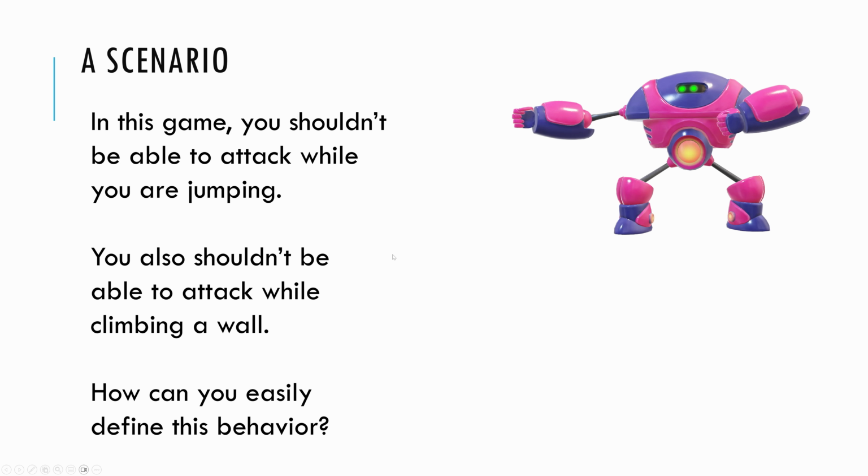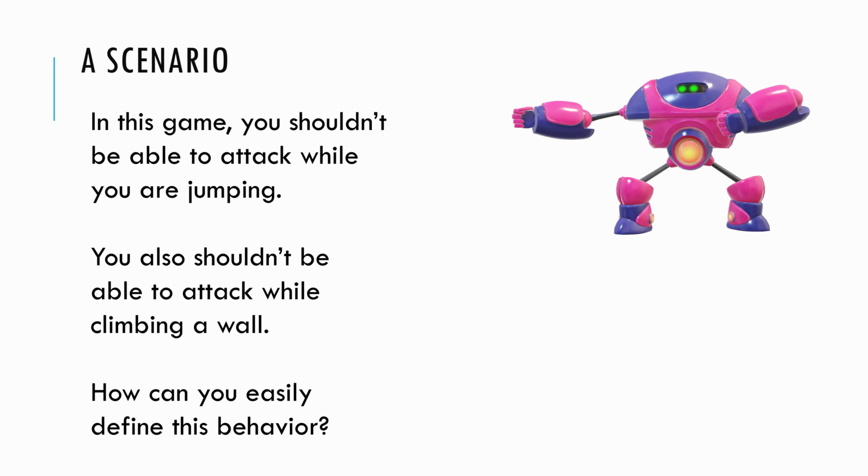In this game specifically, you shouldn't be able to attack while you're jumping. If the character jumps, they should not be able to attack. You also shouldn't be able to attack while climbing a wall. You also shouldn't be able to climb a wall if you're not jumping. How do you easily define the behavior so that you can do certain things or can't do certain things while another thing is happening?